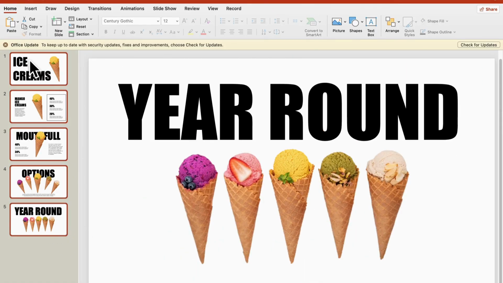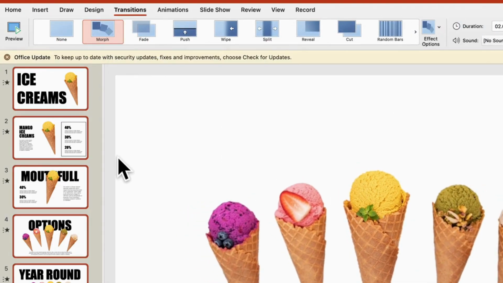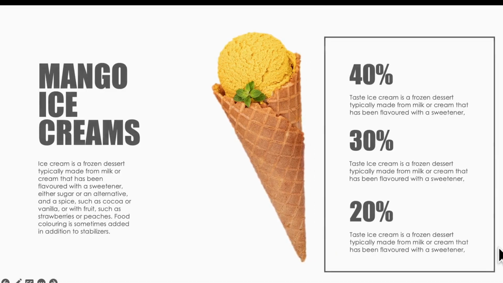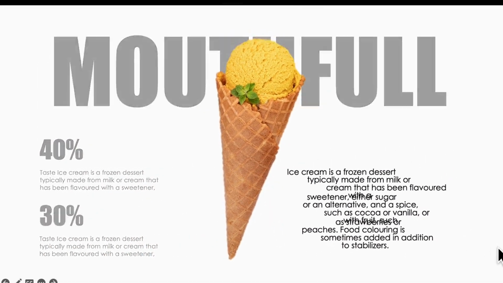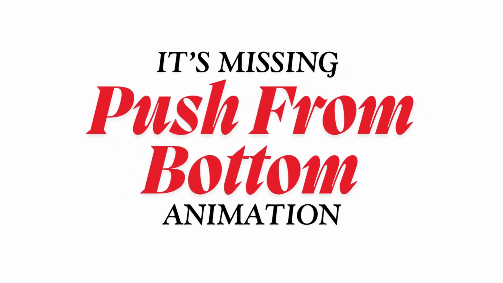Now for the fun part, animation. Select all the slides and apply the morph transition. Hit play and watch how smoothly the ice cream cone flies from one slide to another. It looks awesome, right? But let's make it even better.